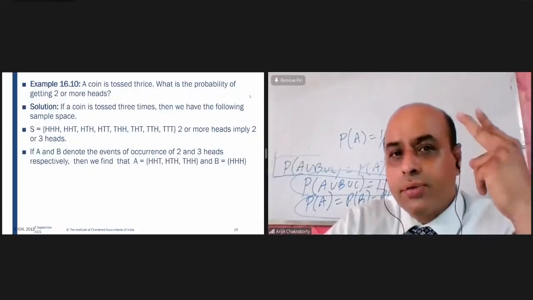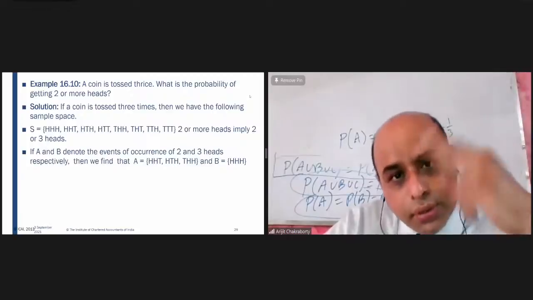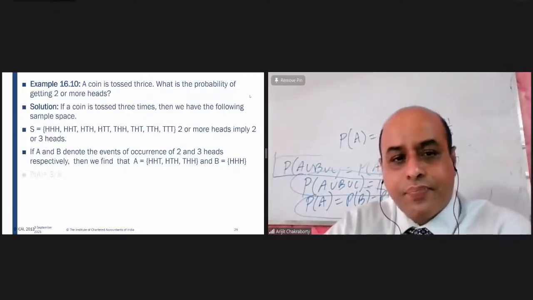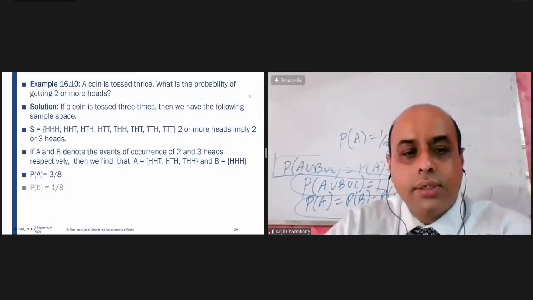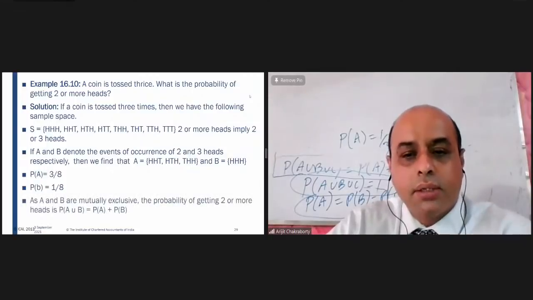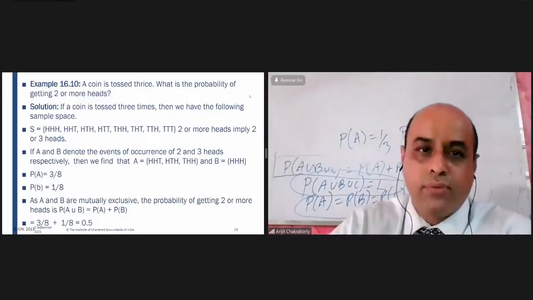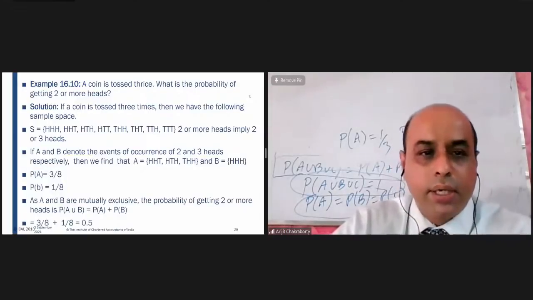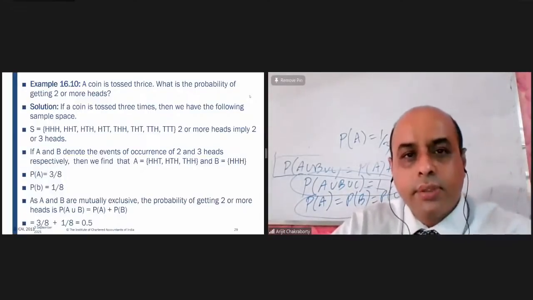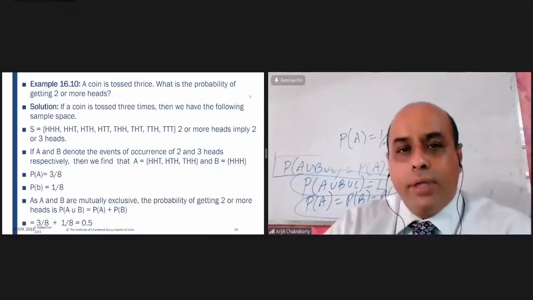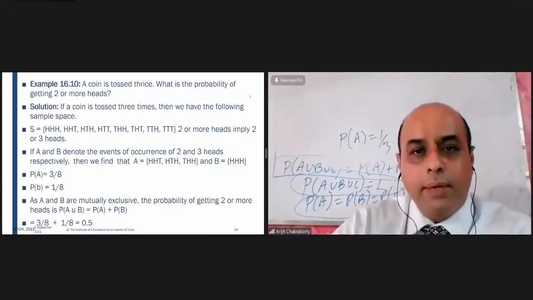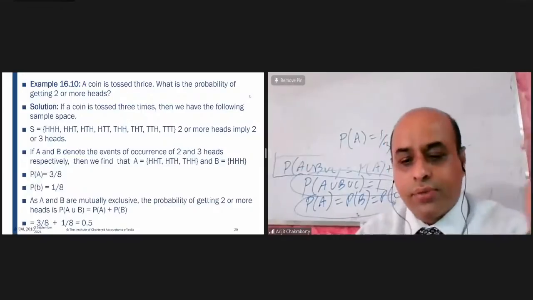So you are getting 3 chances. And 3 heads you are getting in 1 chance. Therefore, the answer is 3 by 8 plus 1 by 8. And therefore, the answer is 4 by 8, which is 0.5. So this is just an application of the sample space concept and the application of P(A union B), which is equal to P(A) plus P(B). So this is also a fairly simple question.